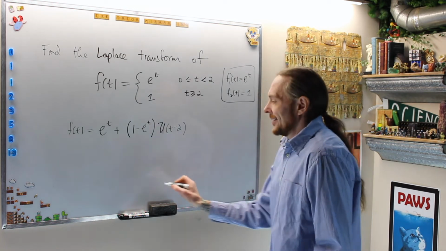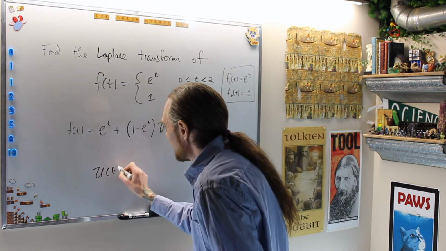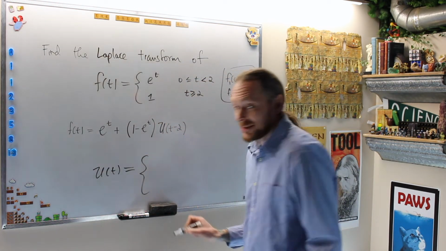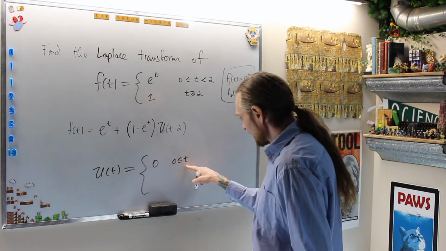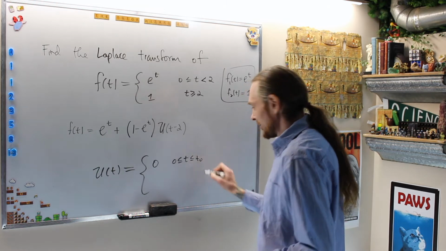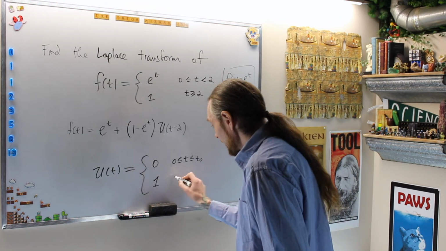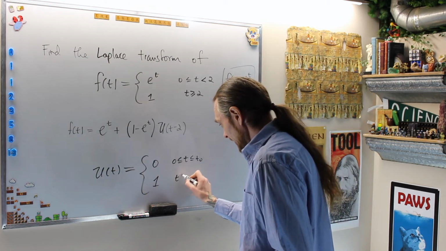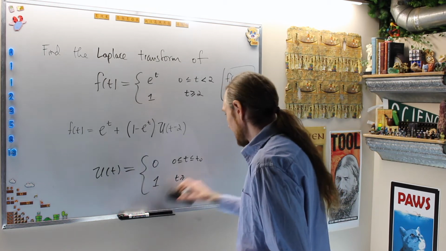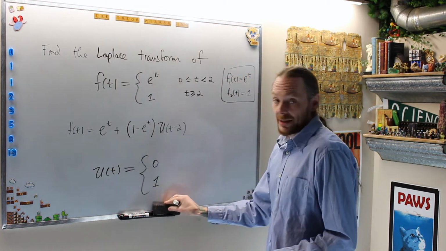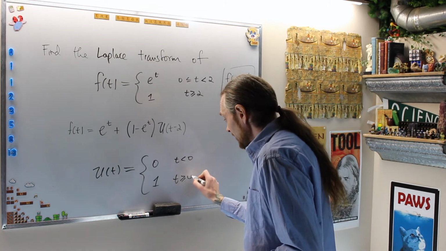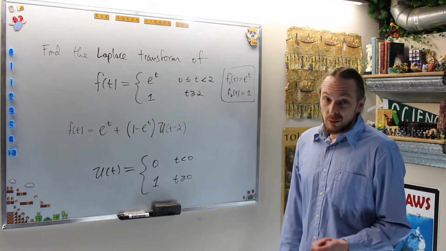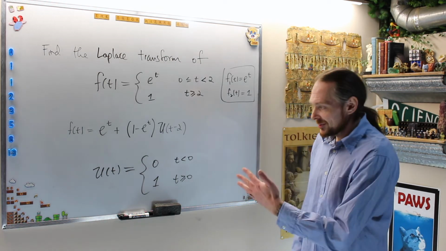What they're saying is u of t is the unit step function. It's on or off. It's 0 for t less than t naught. And then it's 1 if t is larger than or equal to t naught. Actually, in the original one, it's 0 for t less than 0, and it's on for t larger than or equal to 0. That's the original one. The t naught is what I was just about to do.